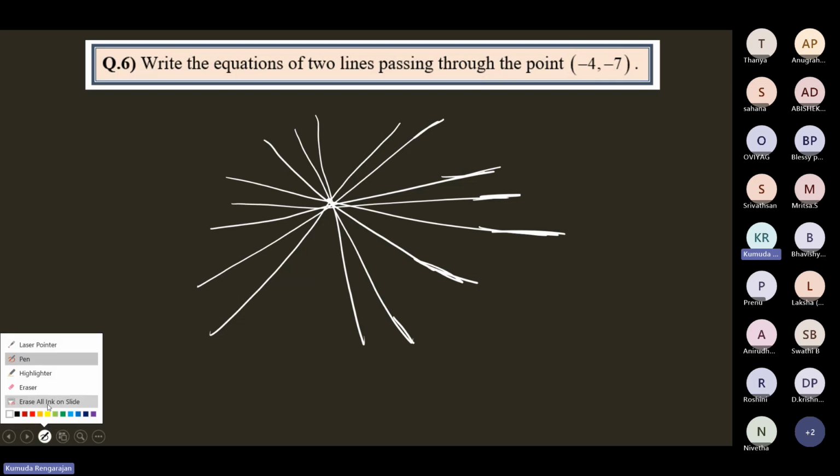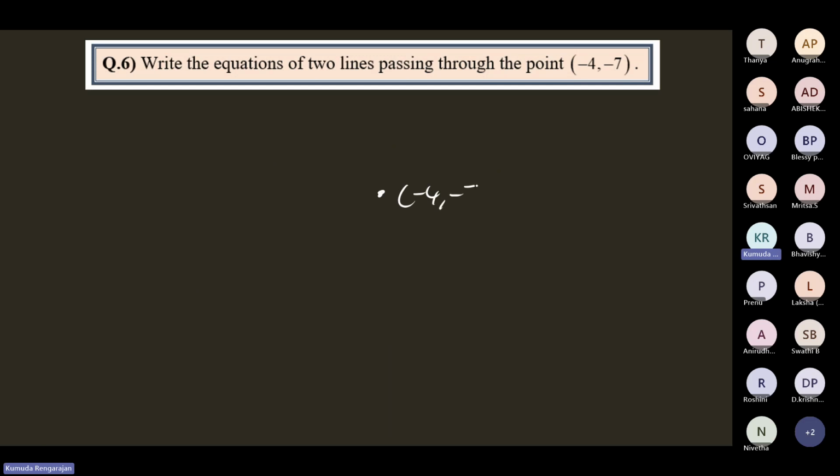So there is a point given by -4, -7. The question is to write the equations of two lines passing through this point. We know that there are many lines passing through this point, so you can write so many equations, because for every line there is an equation in x and y. They're not asking you to write all the equations, which is not possible. You write the equations of only 2 lines, any 2 lines passing through this point.